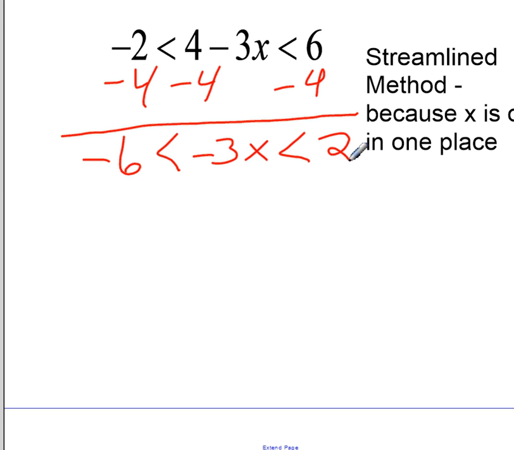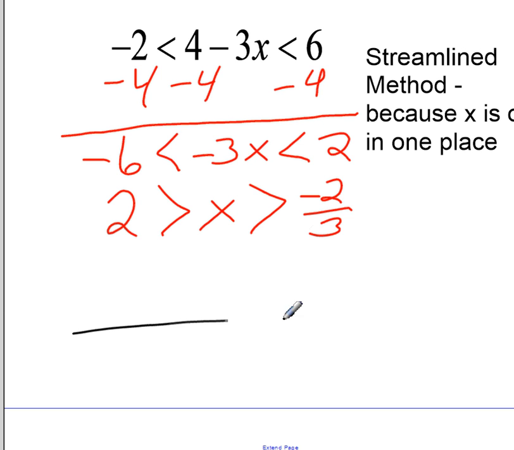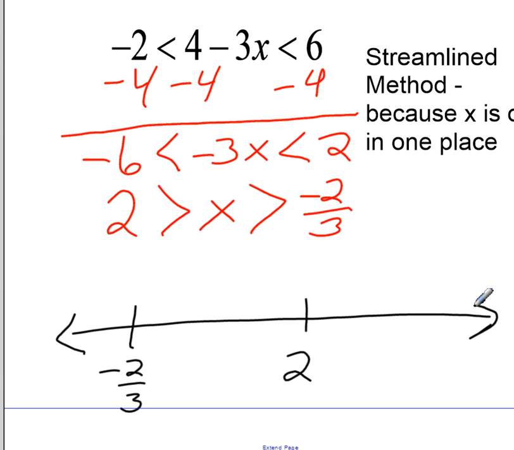And then I'm going to divide by -3. So anytime you divide by a negative, you change the direction of the inequality. So this becomes positive 2 is greater than x, which is greater than -2/3. If you multiply or divide by a negative, you change the direction of the inequality. Now, on a number line, this is actually written backwards of standard form. On a number line, -2/3 would be on the left, positive 2 would be on the right.